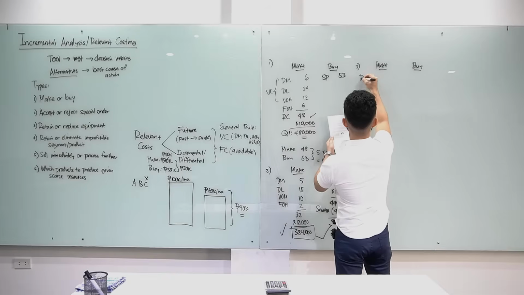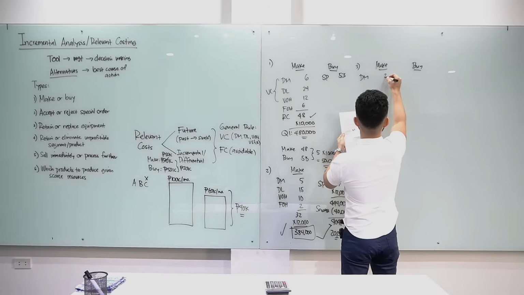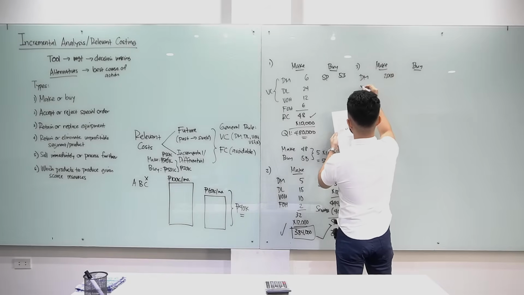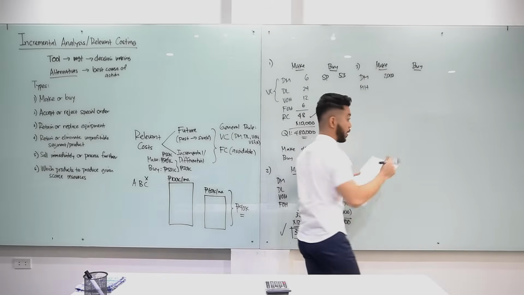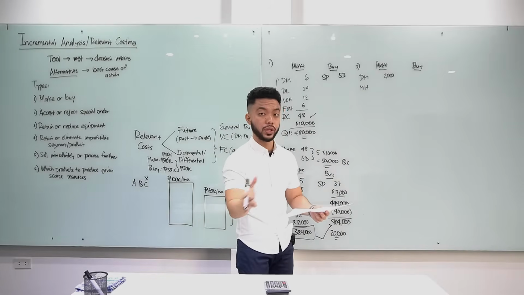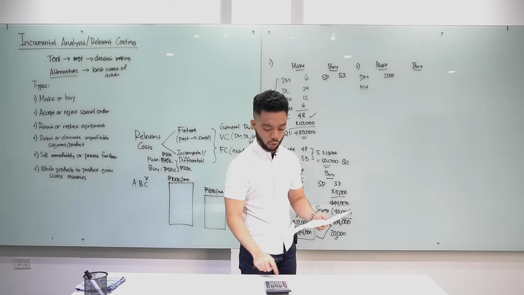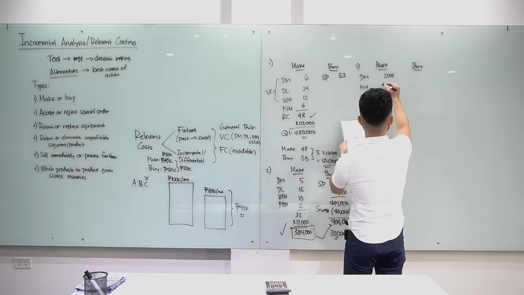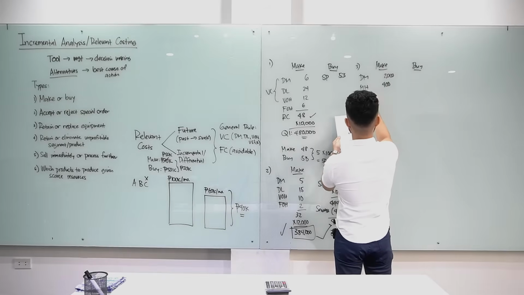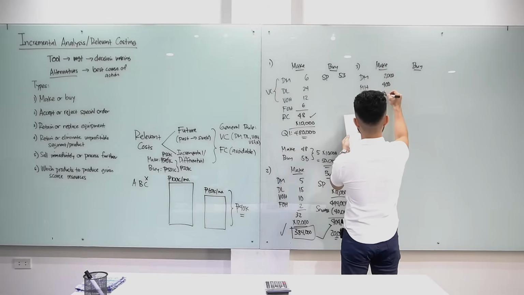For make, what do we incur? All the variable costs. Direct materials, 2,000. And then, don't forget the materials handling, because that's also a variable cost. What's the basis? 20% of direct materials cost. 2,000 times 20%, that's 400. Okay, materials handling is 400. What else? We have direct labor, which is 16,000.